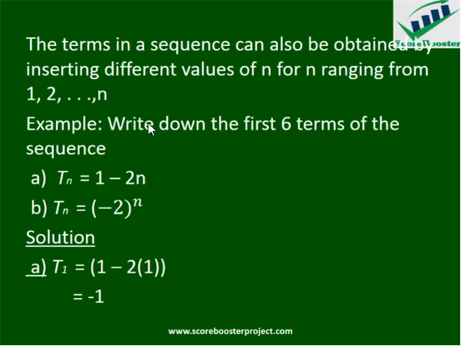For example, write down the first 6 terms of the sequence Tn equals 1 minus 2n, that is the first one, and the second one, Tn equals minus 2 raised to power n. The general term.